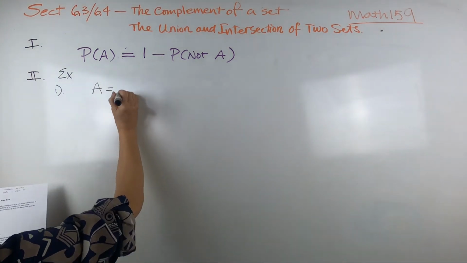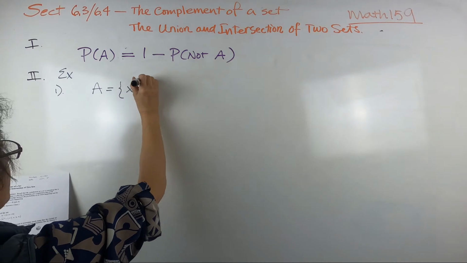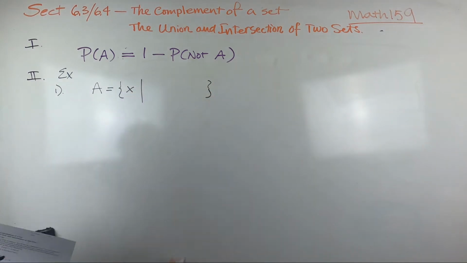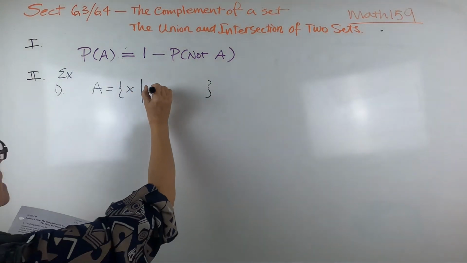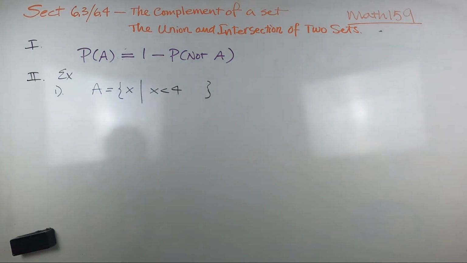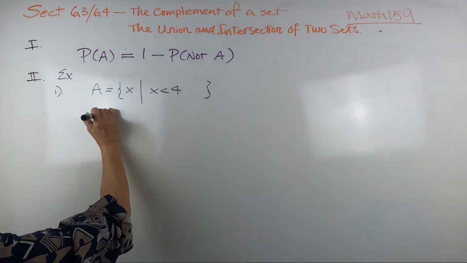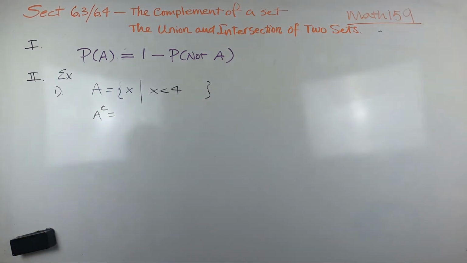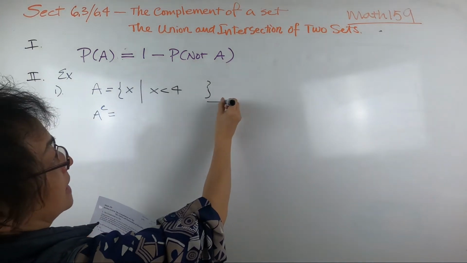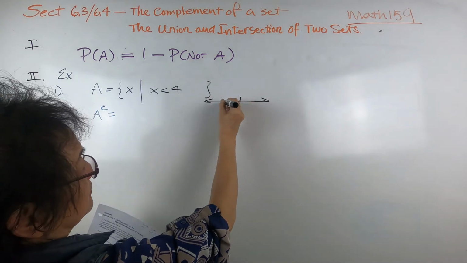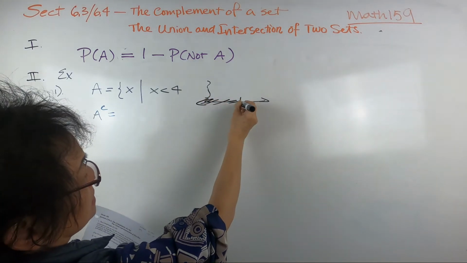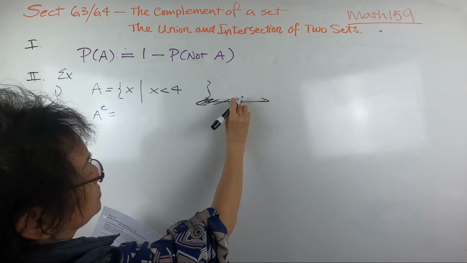If A is a set which has X in there, then we describe X after the bar. So say X is less than 4. A is a set less than 4, can be what? 3.8, 3.5, 3, 2, 1, negative something, right? Then what is the complement? Its complement will be what? Not this one. So X is less than 4 here, right? Not including 4, so not included there.